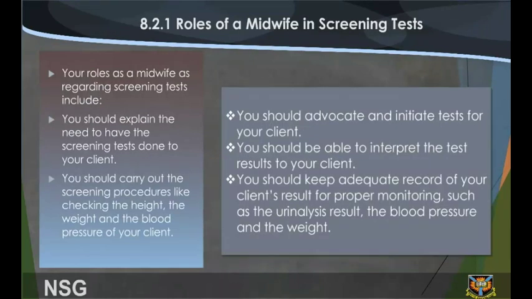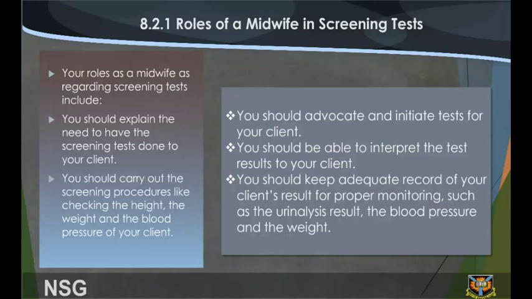Roles of a midwife in screening tests. Your roles as a midwife regarding screening tests include: you should explain the need to have the screening test done to your client. You should carry out the screening procedures like checking the height, the weight, and the blood pressure of your client. You should advocate and initiate tests for your client. You should be able to interpret the test results to your client.